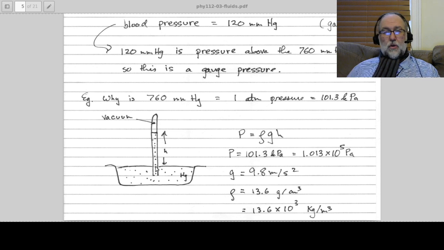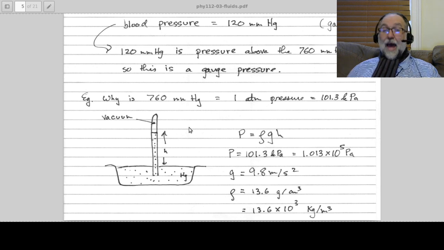Don't think of it so much as the mercury being pulled up by the vacuum. It's the atmospheric pressure out here. Now, I didn't write it here, but out here you've got air. Okay, atmospheric pressure. And that atmospheric pressure is pushing down on this mercury, and it pushes it up, up, up, but it can only push it up so far. Why?